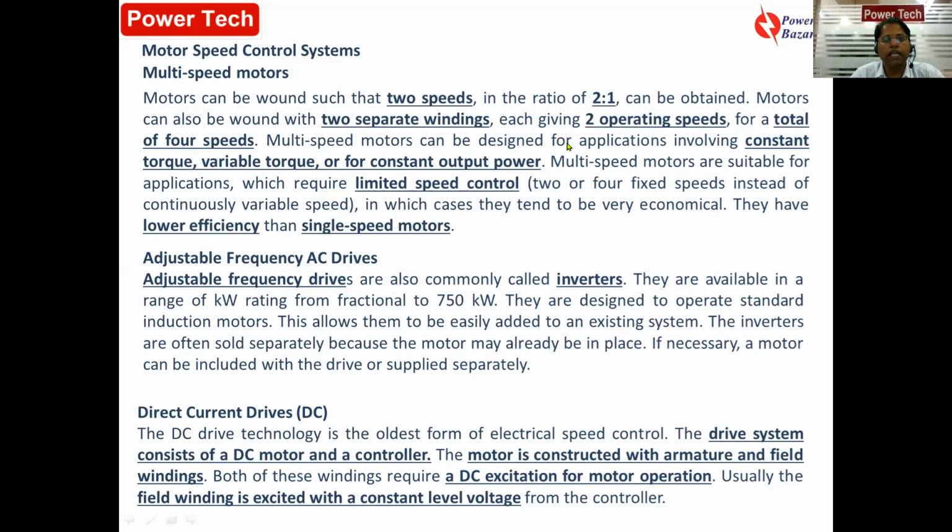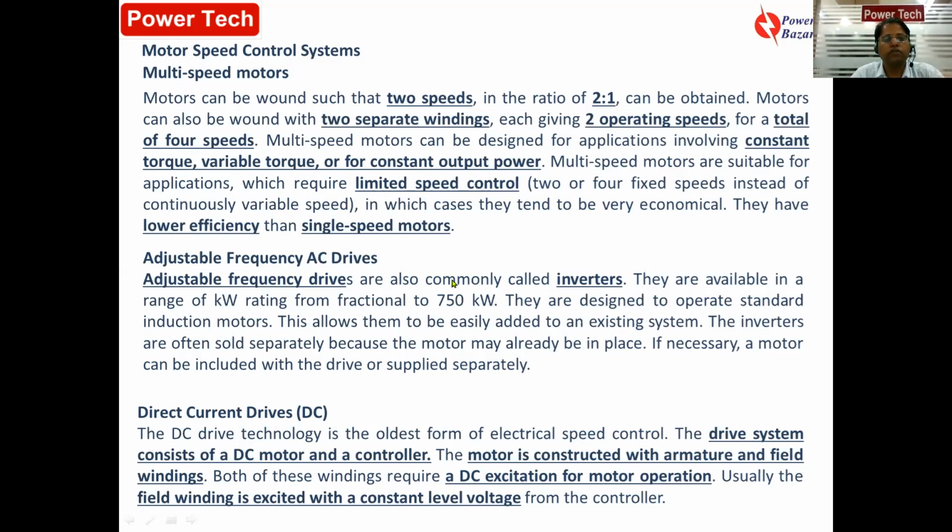Multi-speed motors can be designed for applications involving constant torque, variable torque, or constant output power. Multi-speed motors are suitable for applications where you require limited speed control. If limited speed control is required, then multi-speed motors can be adopted, but they have lower efficiency than single speed motors.